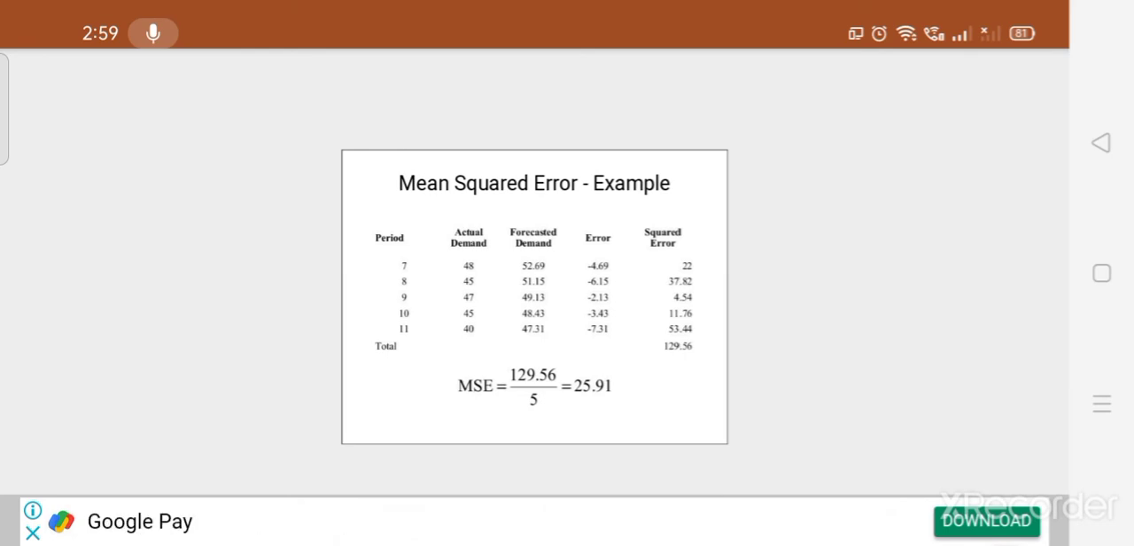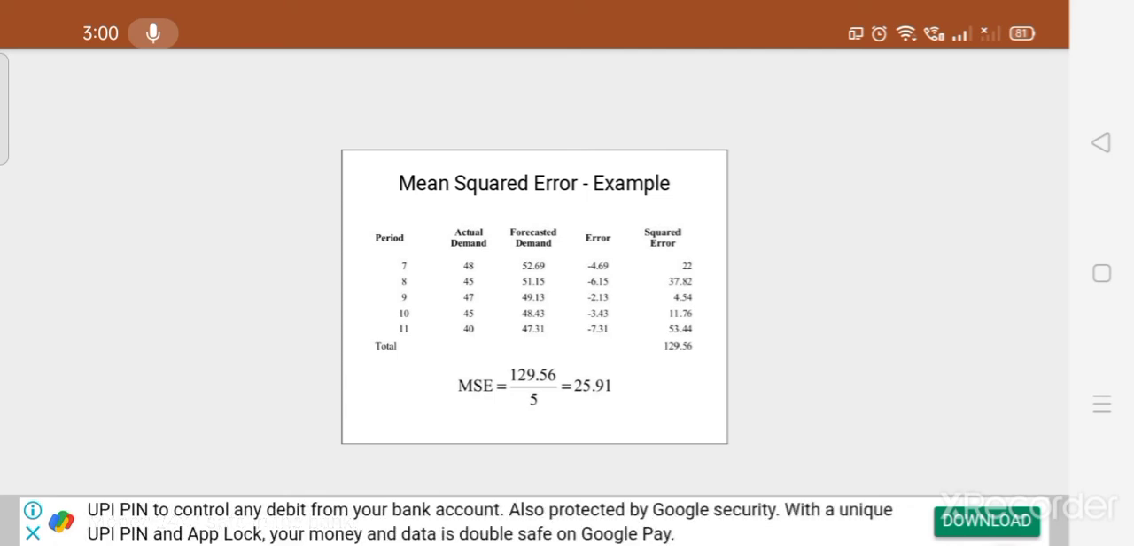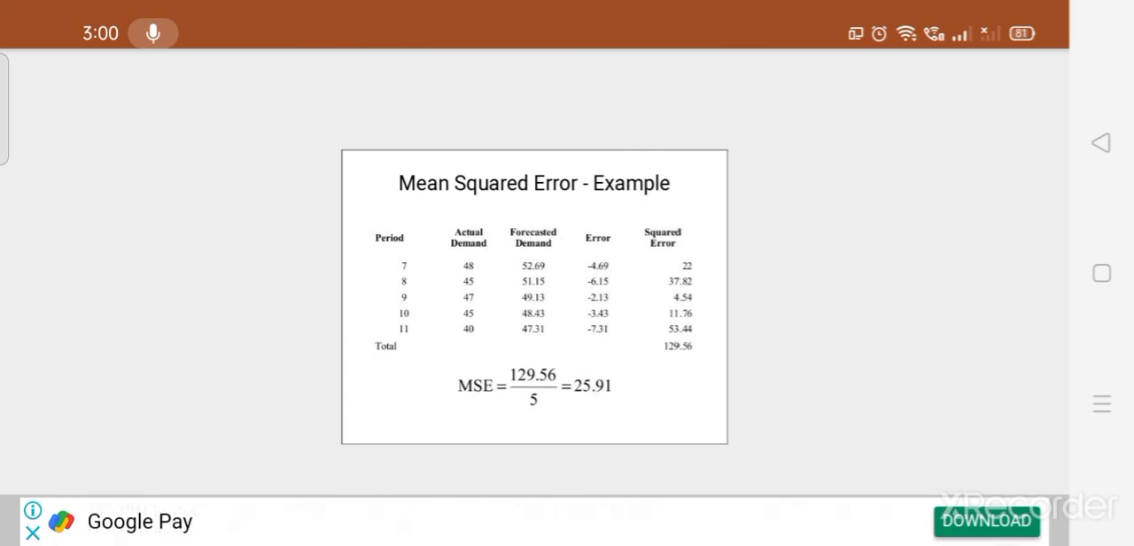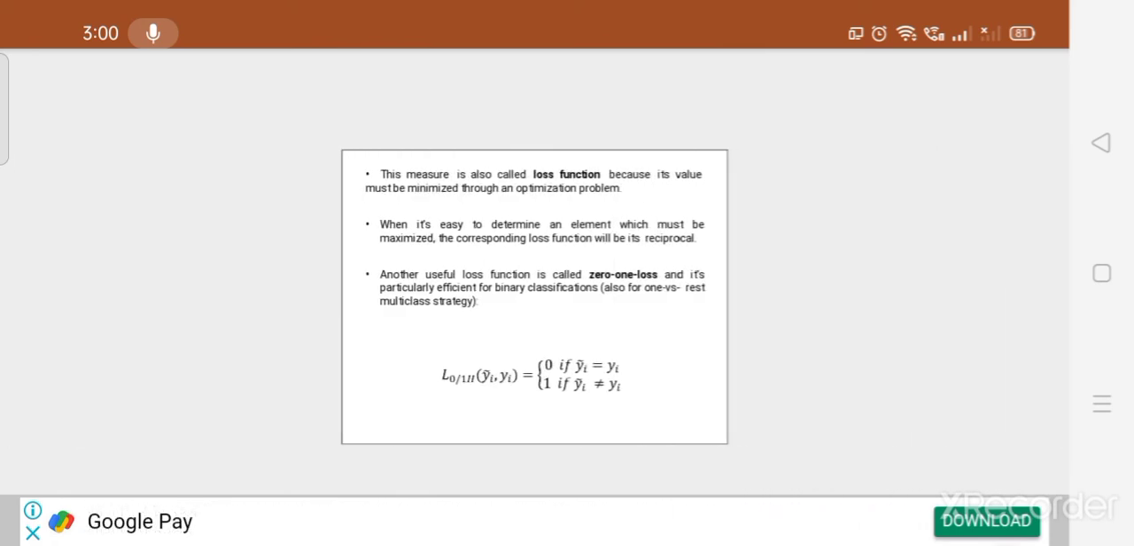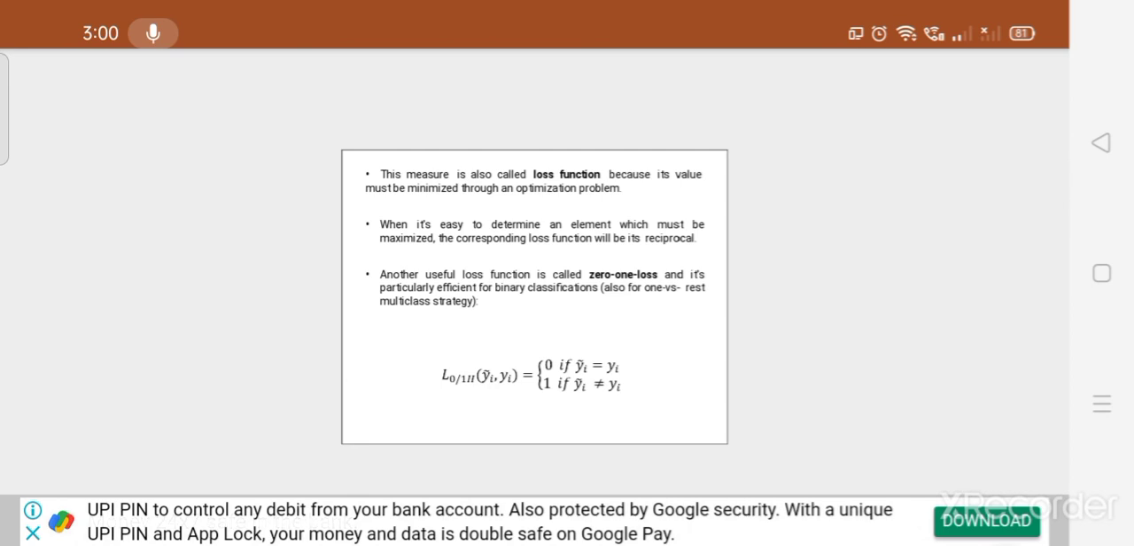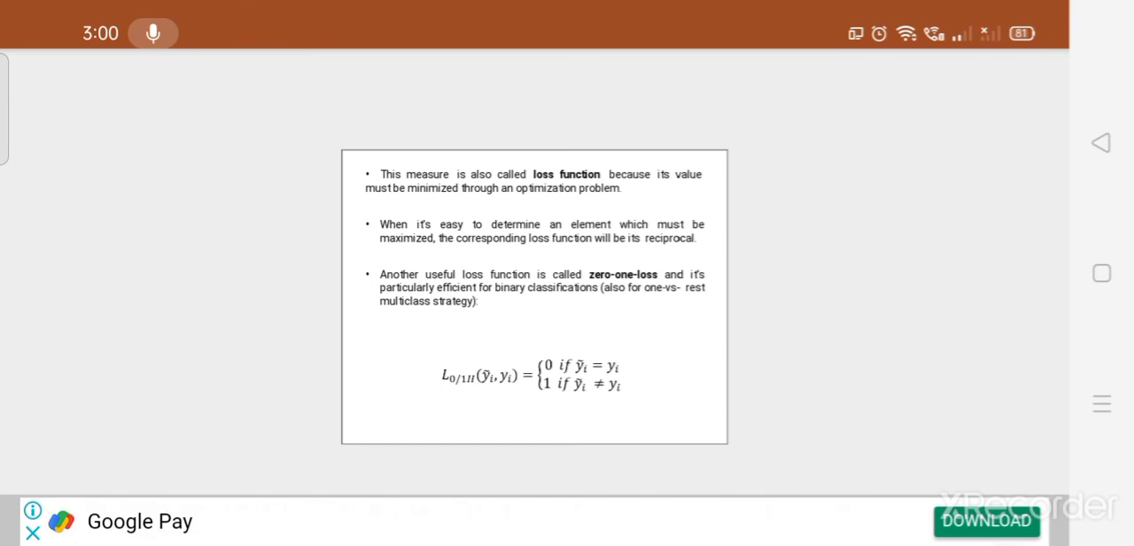Here it is given an example of mean square error. If you have considered 5 examples, and for those 5 examples the squared error has been calculated, then the average of the total of that squared error is nothing but the mean square error. This measure is also called the loss function because its value must be minimized through an optimization problem. Clear? When it's easy to determine an element which must be maximized, the corresponding loss function will be its reciprocal.